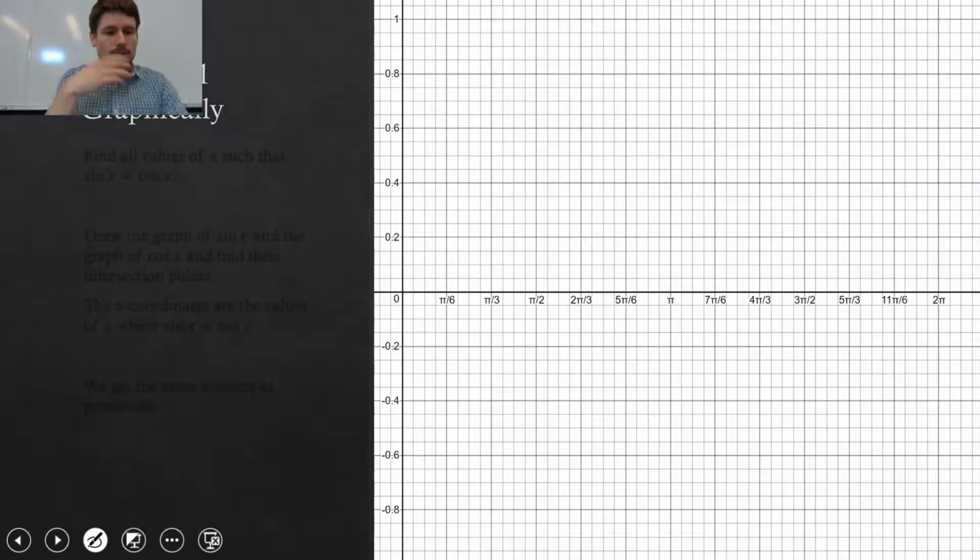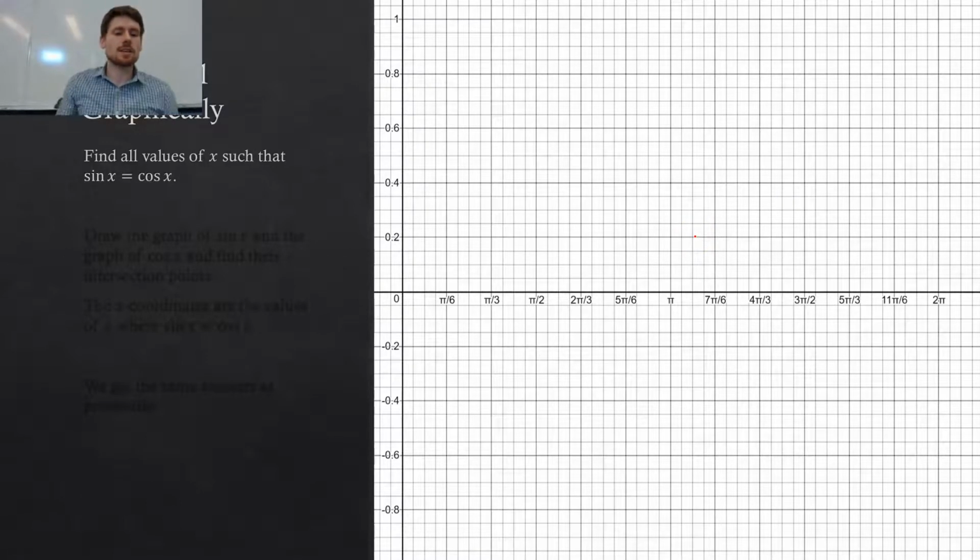Okay, then the last method that we're going to do is a graphic approach to this. And this is going to, again, kind of reinforce the graphs of sine and cosine for you guys, as well as thinking about what does it mean for two functions to be equal graphically. So we're going to graph sine of x and cosine of x on the same axes so we can see where these two functions overlap. So where do they intersect each other?